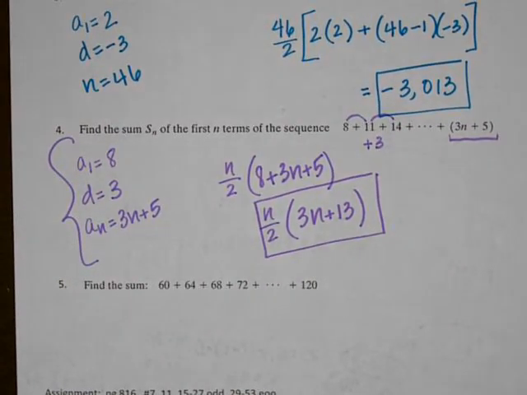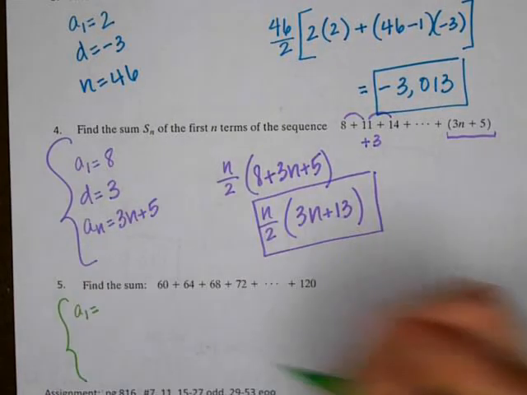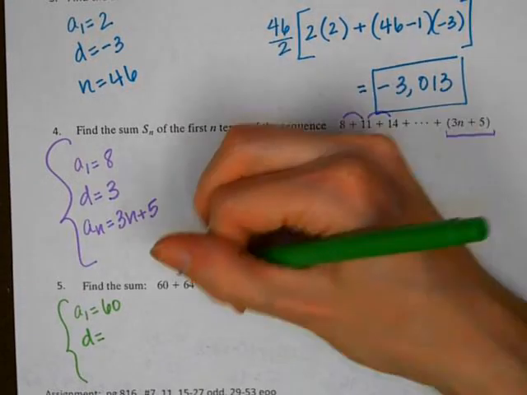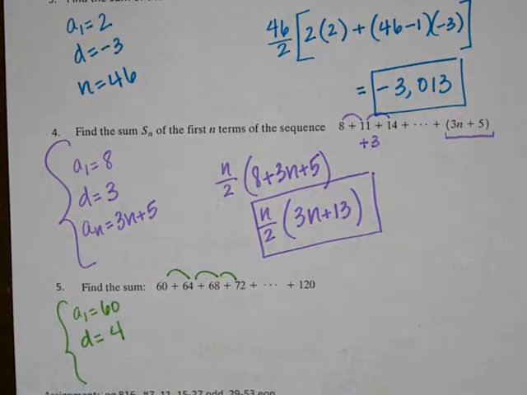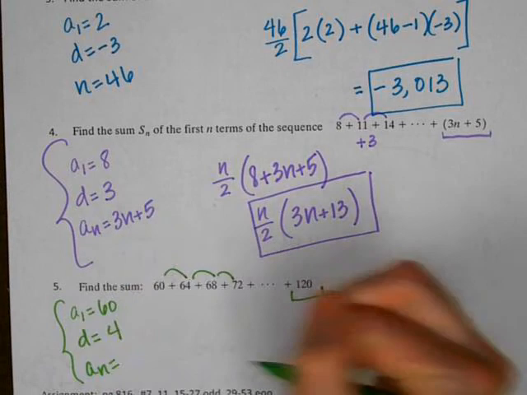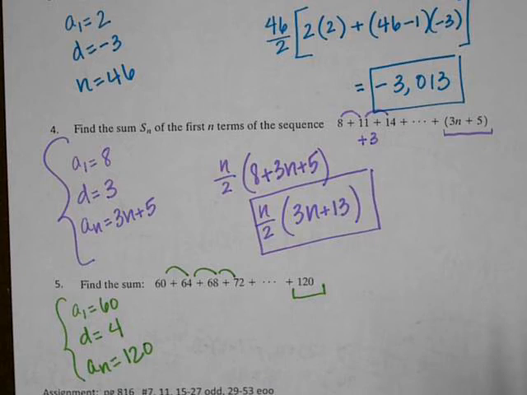All right, last one. Here we go. Number 5. Again, let's write down what we have. A sub 1, first term, is 60. We can easily find out d. It looks like we're adding 4 every time, so d is positive 4. We also know the last term, which is a sub n, and that is 120. Okay. For this one, because it ends at a number, we can find n too.